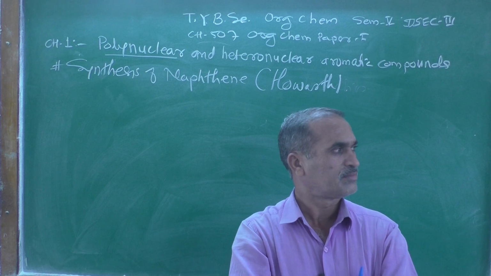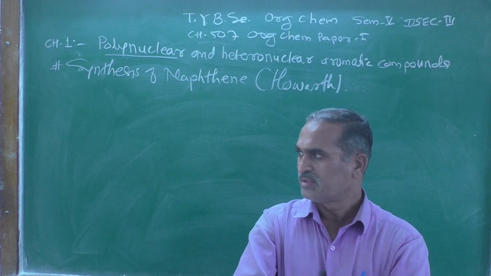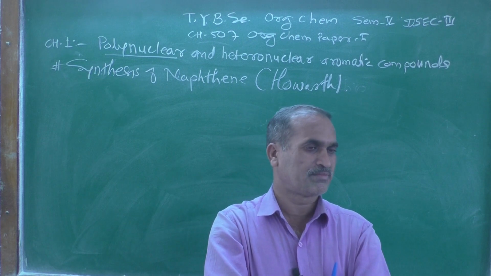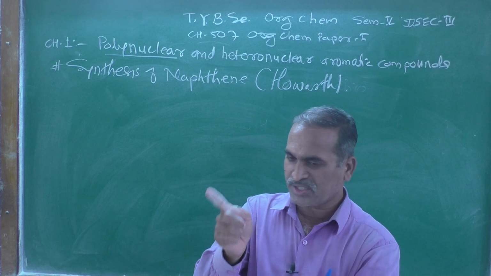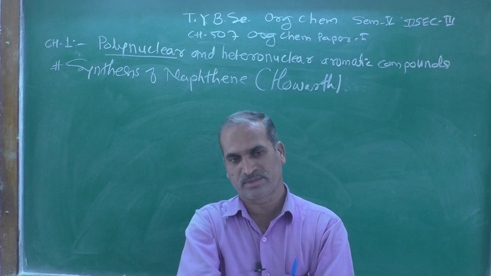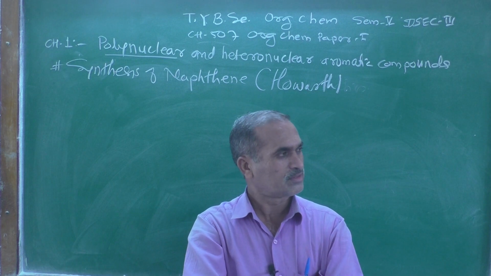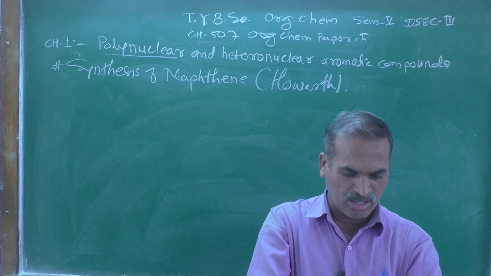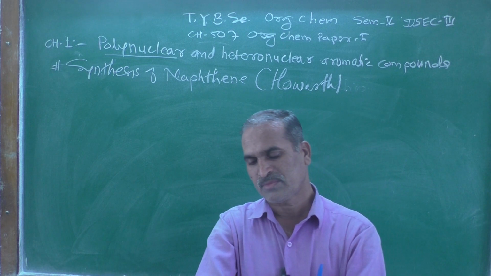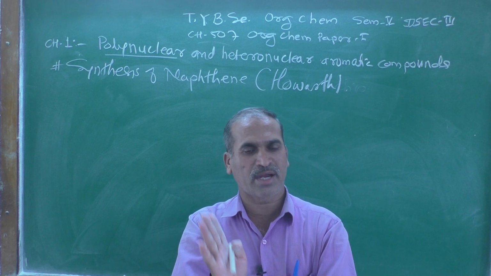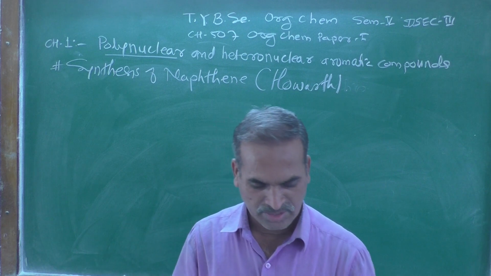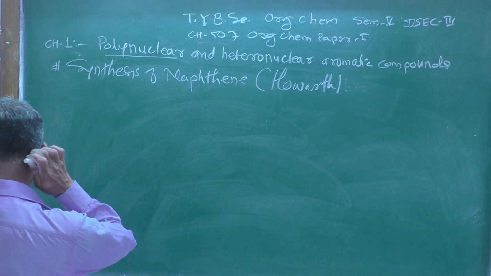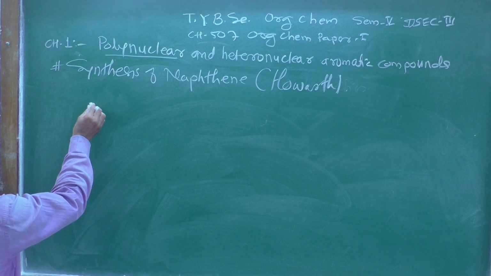He got tetralin, and for bringing the aromaticity, he treated that intermediate with selenium or palladium charcoal. He obtained the desired product, that is nothing but naphthalene. So now let us see the starting material he has taken.